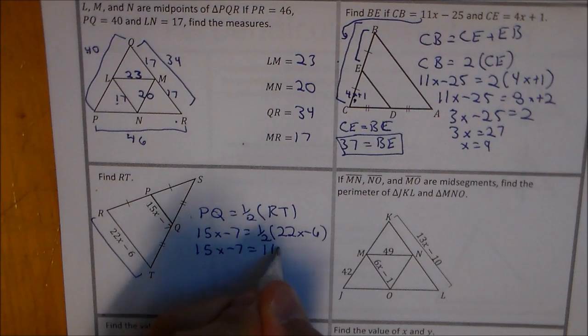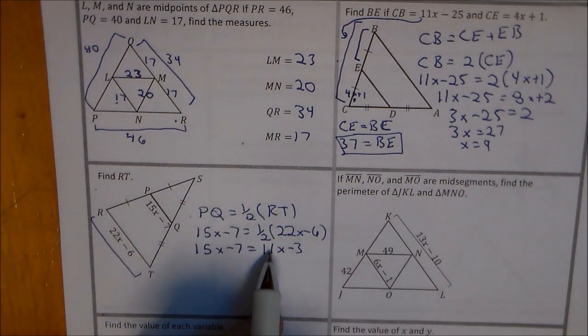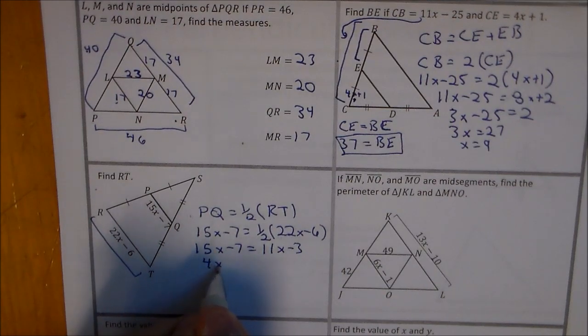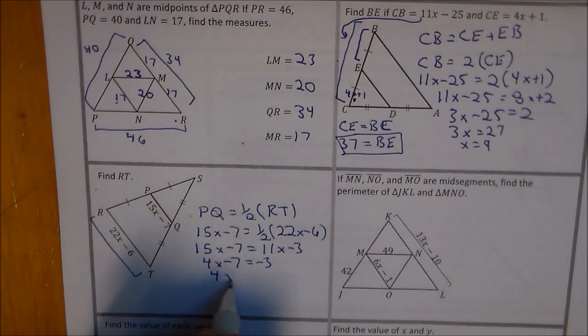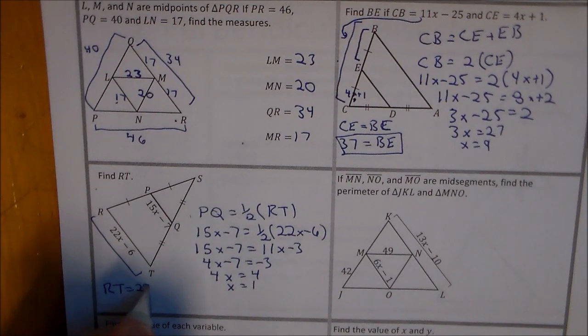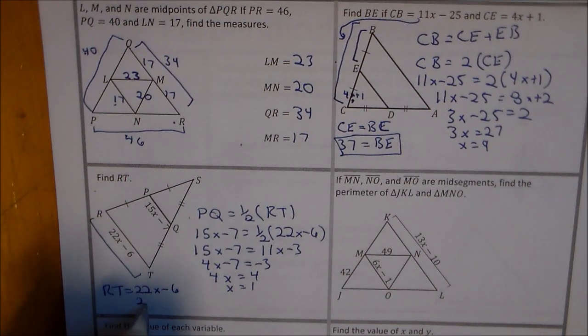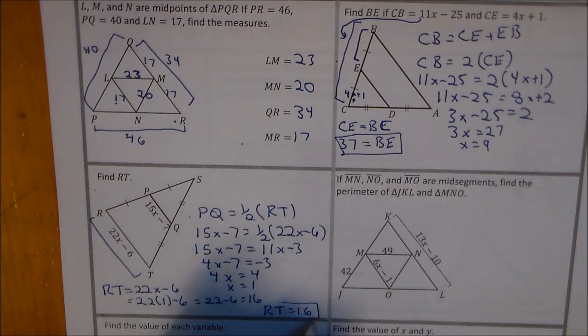So then I get 11x minus 3 on that side. We're going to subtract 11x over, we get 4x minus 7 equals negative 3. I'm going to add 7 over, I get 4x equals 4, and that gives me x is 1. So RT is 22x minus 6, or 22 times 1 minus 6. 22 minus 6 gives us an answer of 16. So RT is 16.